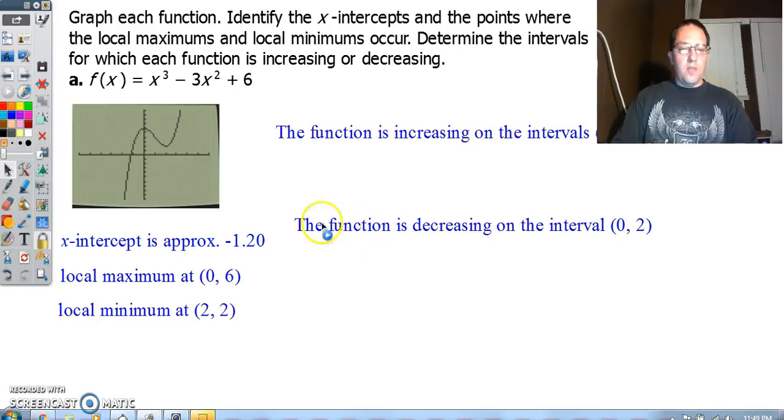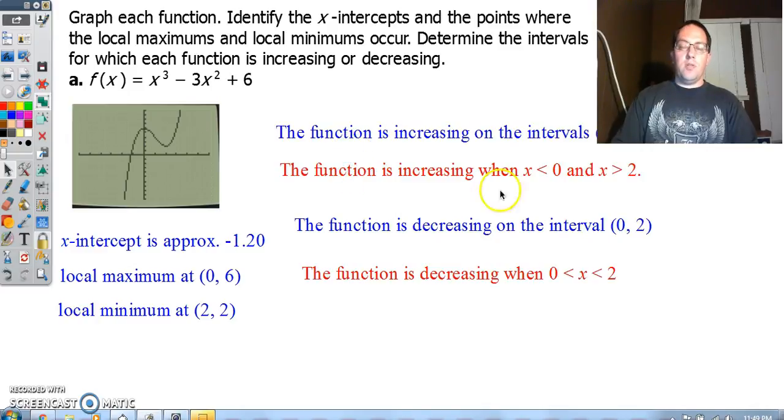The function is decreasing in between these two extrema here, in between these vertices. And so on the interval from 0 to 2, this is not an ordered pair, this is an interval. Another way you can do this, and some professors prefer this better, is with inequalities. So when x is less than 0, the graph is increasing. When x is greater than 2, the graph is increasing. And when x is between 0 and 2, the graph is decreasing. So that's another way you can do this.